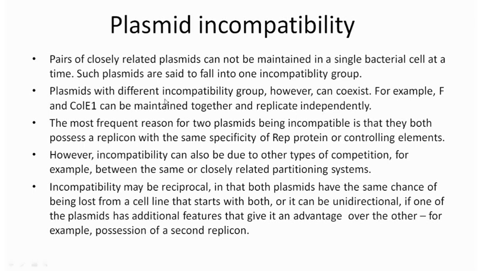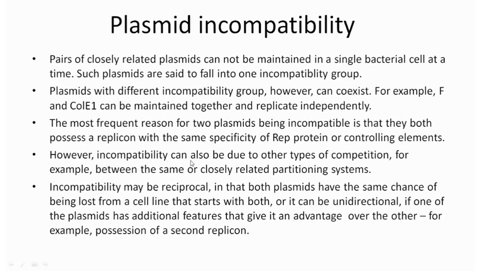Plasmids with different incompatibility groups, however, can coexist. For example, F and ColE1. These two plasmids belong to different incompatibility groups, so they can be maintained together and replicate independently in a bacterial cell. The most frequent reason for two plasmids being incompatible is that they both possess a similar kind of replicon with the same specificity for Rep protein, a replication-related protein, or controlling elements to bind. That's why one of them will be excluded.